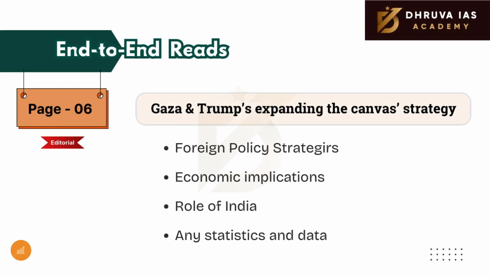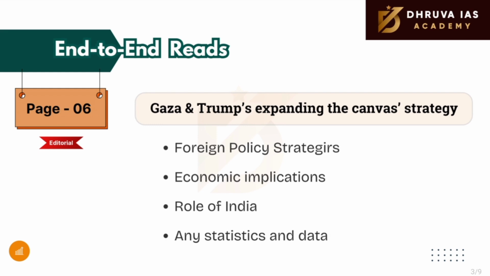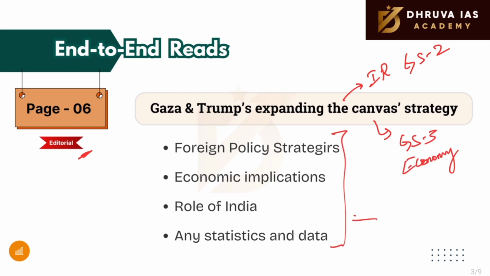End-to-end reads. This particular category is where you must read the entire article and make notes out of it. The first article in this category is in page number 6, that is an editorial article. Gaza and Trump's expanding the canvas strategy. This particular article is important for IR of GS2 as well as GS3 economy. Kindly cover these dimensions when you are reading this article.